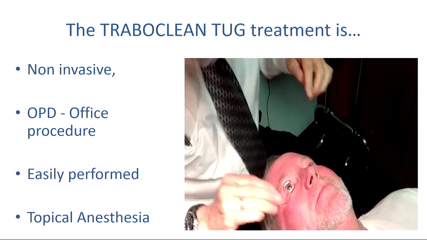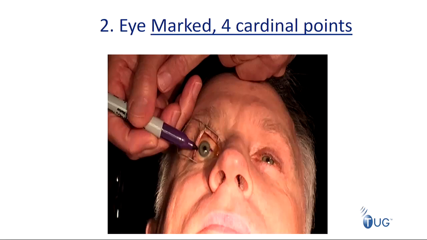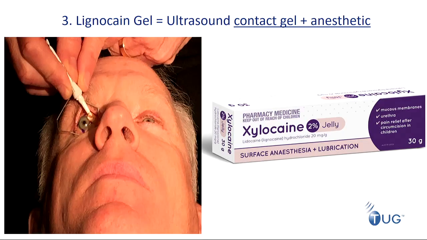The TRABOCLEAN TUG treatment is a non-invasive OPD or office procedure which can be easily performed under topical anesthesia. After insertion of the speculum, the eye is marked at 4 cardinal points around the limbus. 2% lignocaine gel will work as an anesthetic as well as ultrasound contact gel for better transmission of the sonic energy.